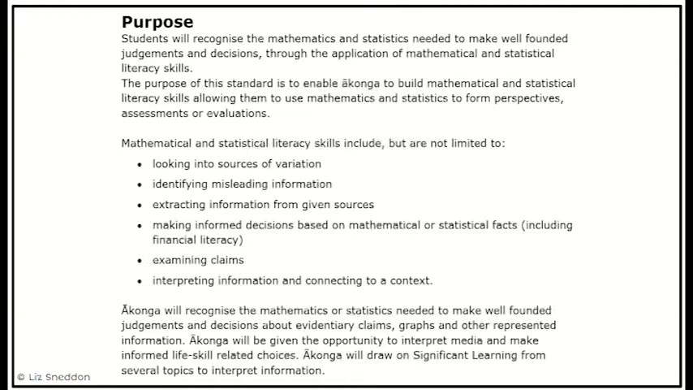Some of the things they could include are looking into sources of variation, looking at misleading information, and extracting information from texts, reports, graphs, etc. Then going on to make some kind of informed decisions. That could include some financial literacy ideas, looking at claims and interpreting information, and looking at it all in a context. That's the kind of thing that we are envisaging at the moment.